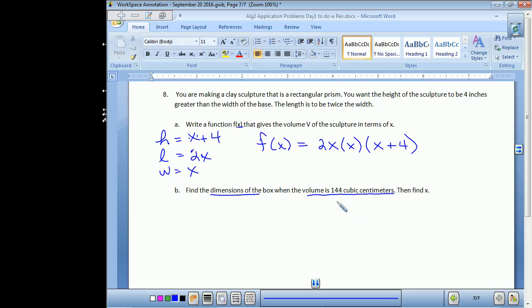So what do we do with that 144? You plug it in and then you subtract it. Now, that 2x times x, could I write that as 2x squared? Yeah. So this is what we type into our calculator: 2x squared times x plus 4 minus 144.